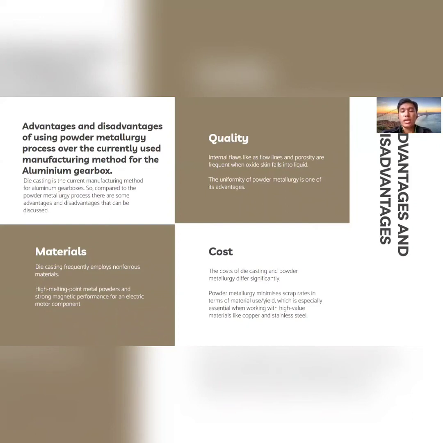The cost of die casting and powder metallurgy also differ significantly. Powder metallurgy minimizes scrap rates in terms of material use or yield, which is especially essential when working with high value materials like copper and stainless steel. Trimming die cast parts to remove flash, as well as some machining operation and maybe heat treatment, are also always required for secondary processing. Most powder metal parts require little to no additional processing.